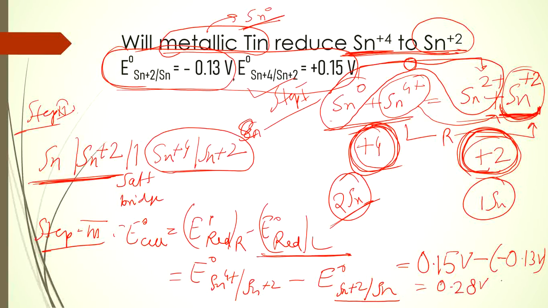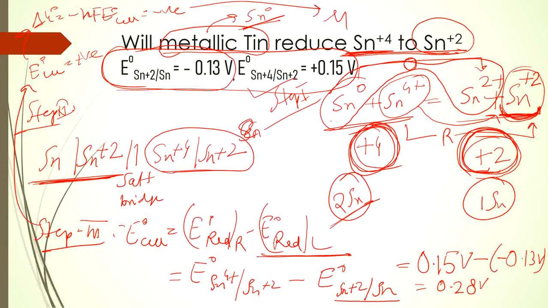0.28 volt. Now the last section: E0 cell is positive. Now if E0 cell is positive, then del G0 equals minus NF E0 cell, right? So it would be a negative term. So as it would be a negative term, then definitely the process would be spontaneous. So the comment would be that definitely metallic tin will reduce tin 4 plus to tin 2 plus. So as the process is spontaneous, then definitely the metallic tin will reduce tin 4 plus to tin 2 plus.